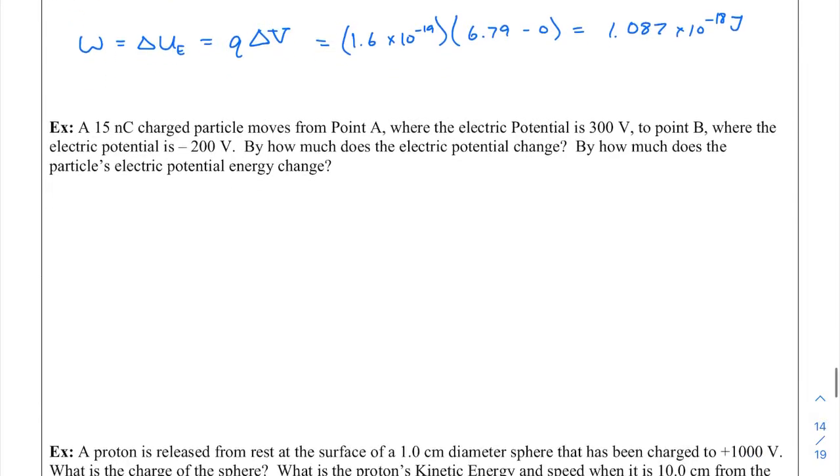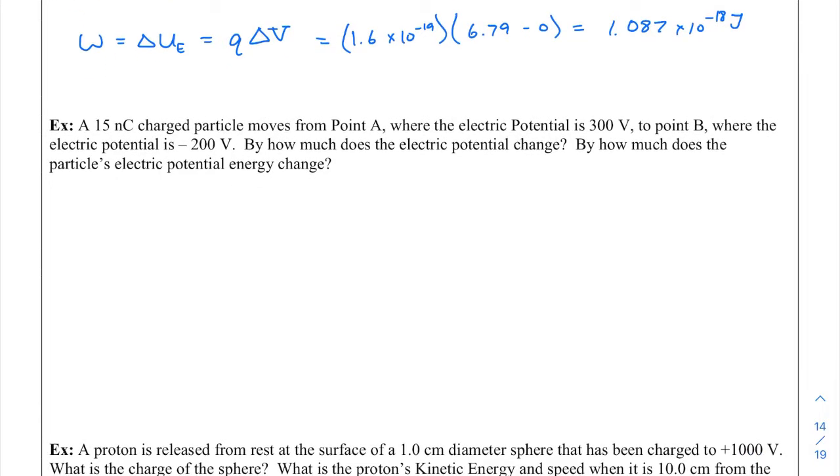Okay, next question. A 15 nanocoulomb charged particle moves from point A, where the electric potential is 300 volts, to point B, where the electric potential is negative 200. So I've got this point A here, and the voltage is 300 volts. And then I've got this point B here, and the voltage is negative 200 volts. And so the first question is, how much does the electric potential change by? That difference in electric potential is 500 volts.